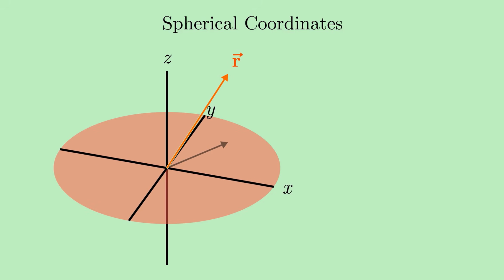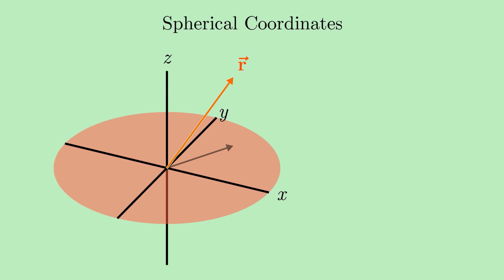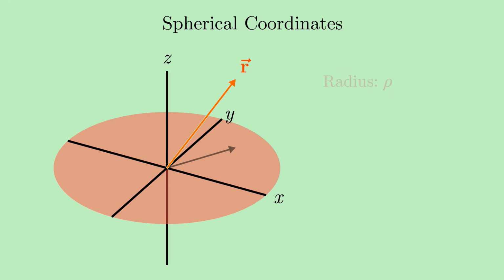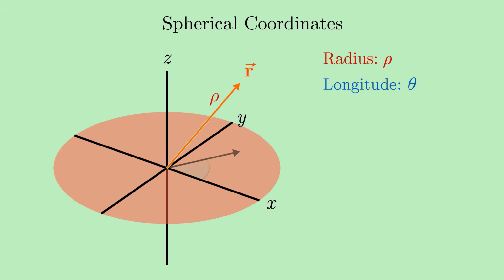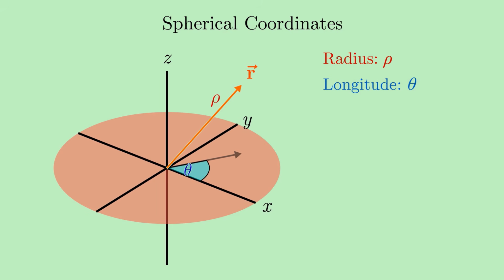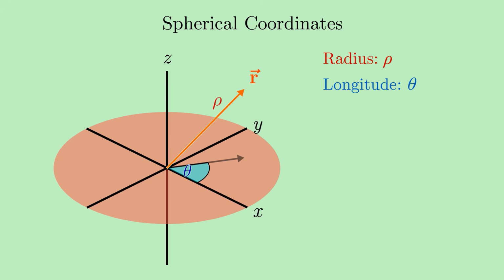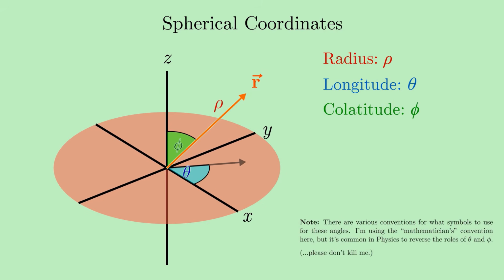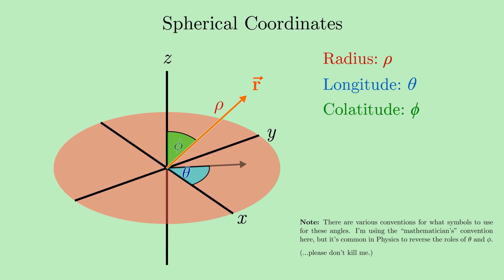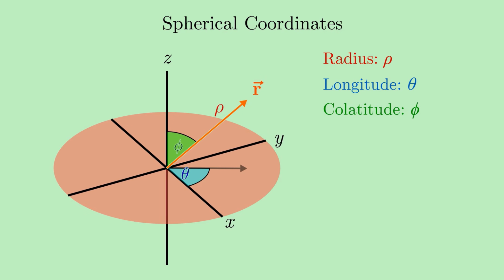As a reminder, the way spherical coordinates work is a vector in 3D space is described with three numbers. A radius ρ representing the vector's length, an angle theta representing the angle its projection onto the xy plane makes with the positive x-axis, like a longitude, and an angle phi representing the angle the vector makes with the positive z-axis, which is kind of like a reversed latitude, the angular distance from the North Pole.